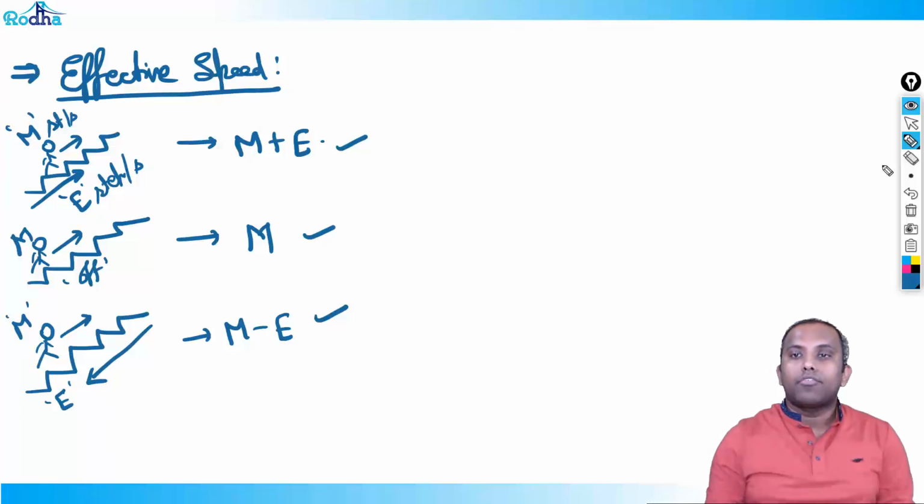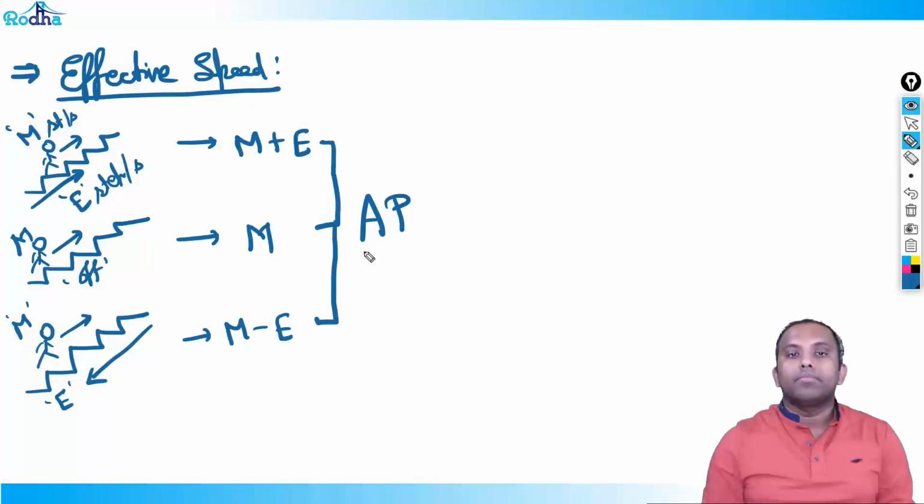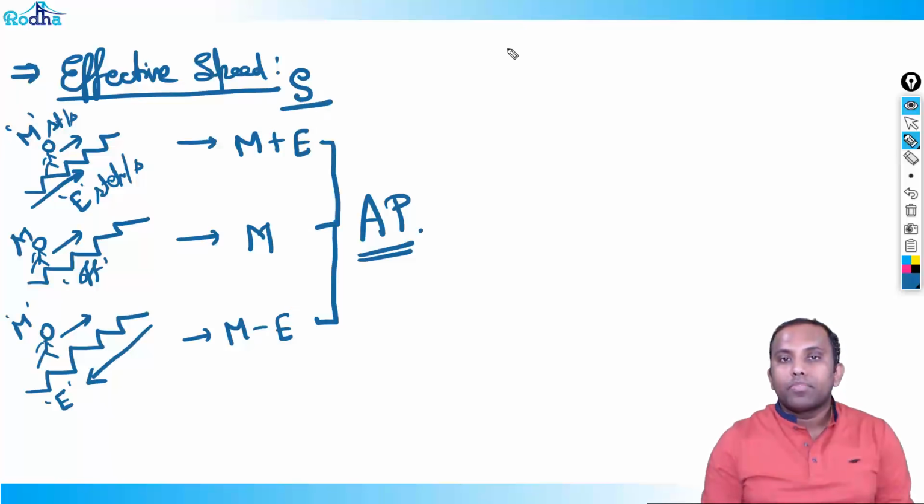These three are very important points and a super duper concept. You won't find this concept in any of these books. M plus e, m, and m minus e: this data is in AP, that is arithmetic progression. You see, the difference between any two consecutive terms is the same. So these effective speeds are in AP.